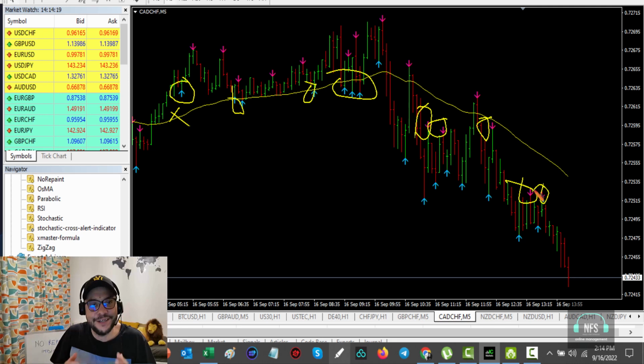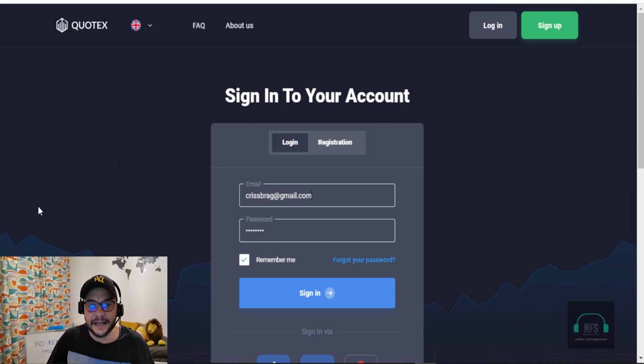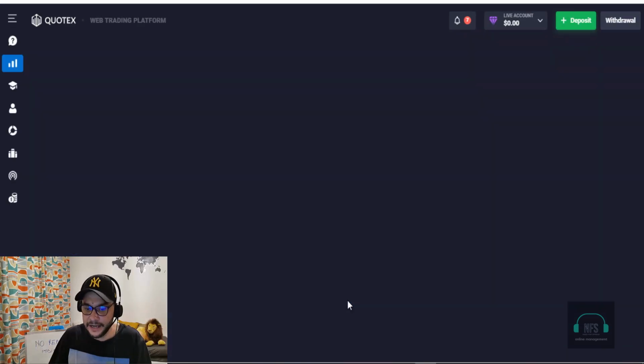This is how we are using this indicator for binary options trading. You have to set this on 5 minutes. As you can see here, the chart will be on 5 minutes, and you will be placing 2-minute trades here on the Quotex platform or any other platform you are using.